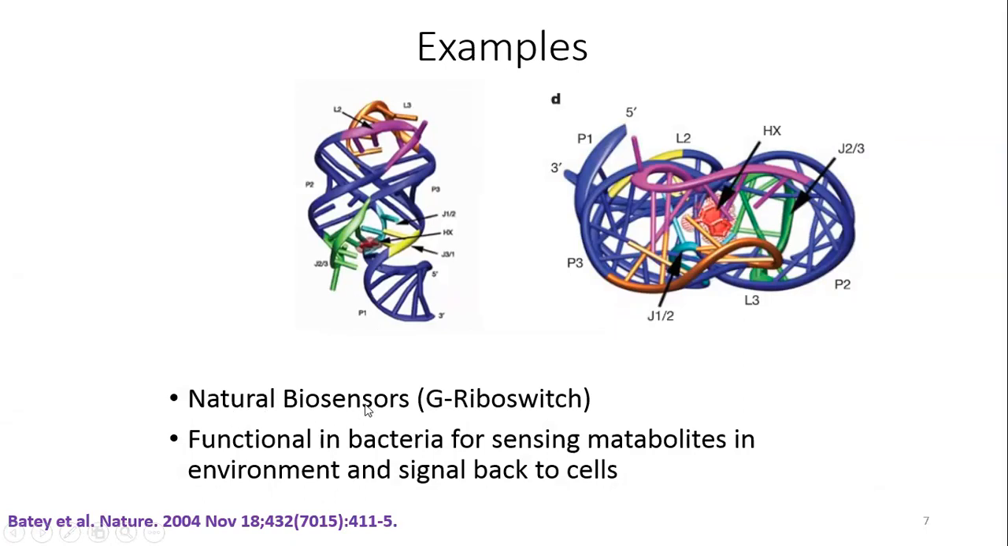Okay, and they function usually in bacteria for sensing if there are metabolites in the environment and signal back to cells, so that the cell can respond to the surrounding metabolites if there are any. Okay, so the first structure of the riboswitches was published in 2004 by Batey et al., in the journal Nature. I would advise you to read more about how these RNAs act as natural biosensors in the form of these riboswitches.